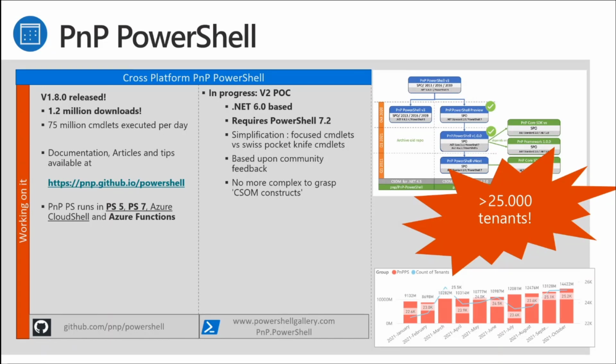Now, what's the team doing? The main thing that they're focusing on now, besides doing the usual bug fixes, is preparing for a V2 version. We have a POC that's being built, not yet released, but once the team is ready with it, they will release it. The V2 PowerShell has some structural changes. It will give you its own domain model objects. You don't get CSOM objects back. You get a PnP PowerShell object back, and then you can work with that.